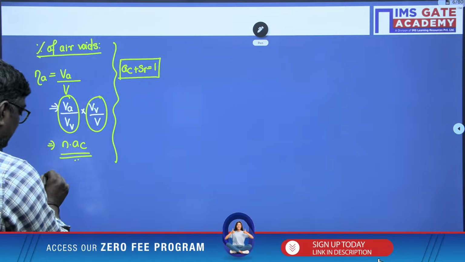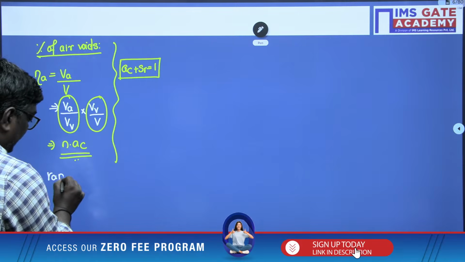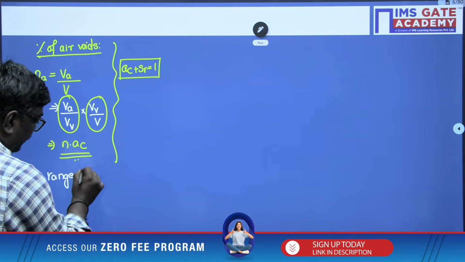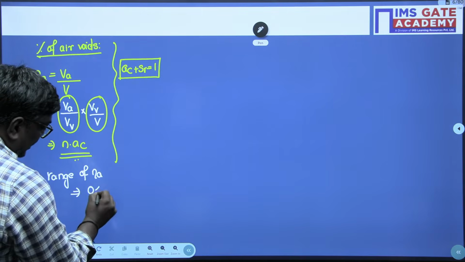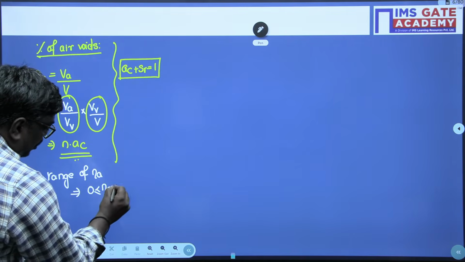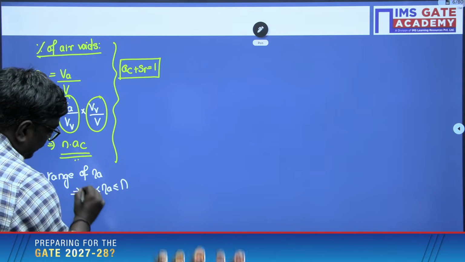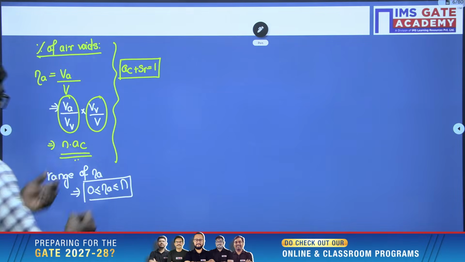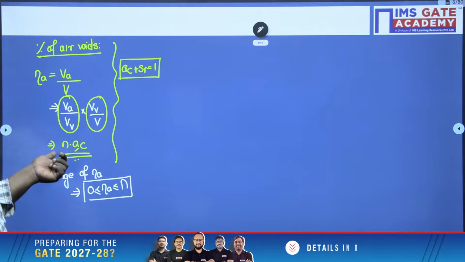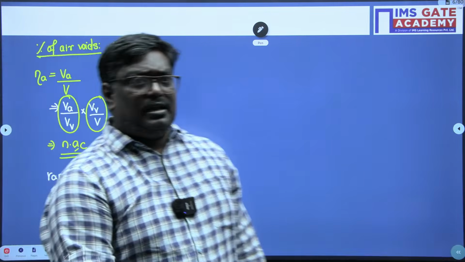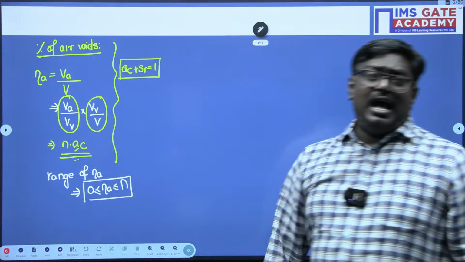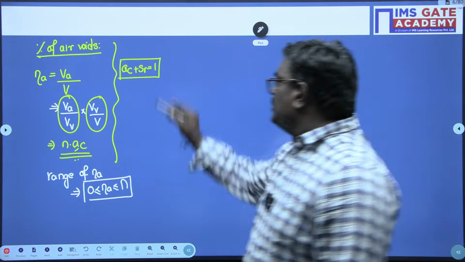So the range of percentage of air voids, my dear students, is 0 ≤ Na ≤ n. Because if you substitute air content as 0, then it will be 0. If you substitute air content as 1, it will be n. So here the percentage of air voids, I hope you are clear, my dear students.